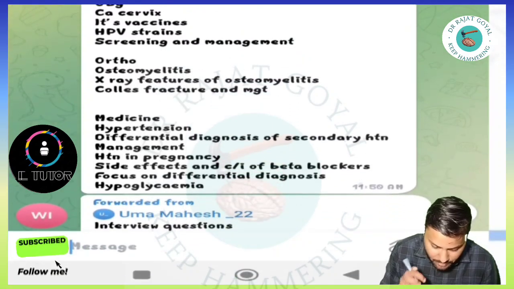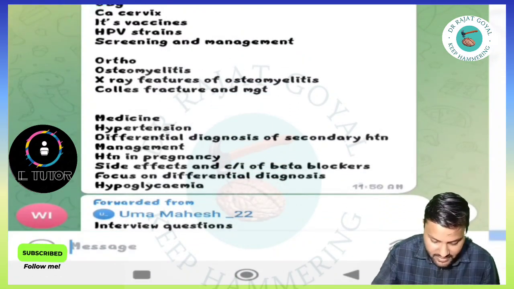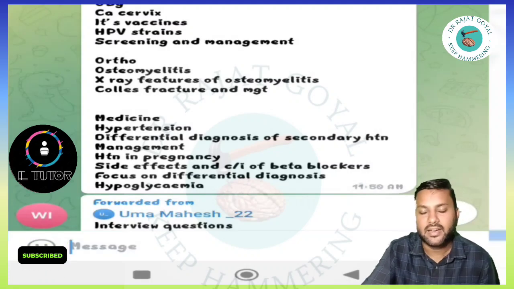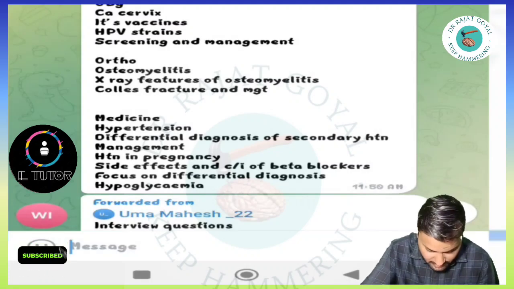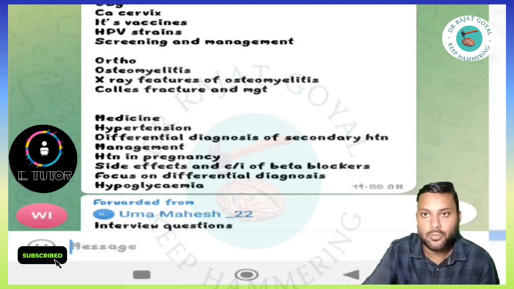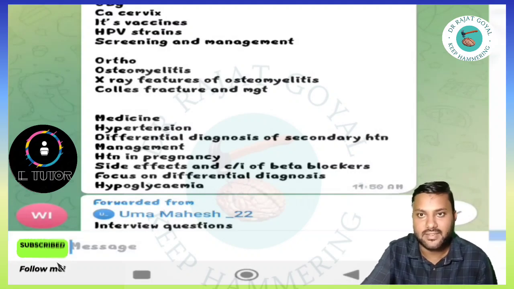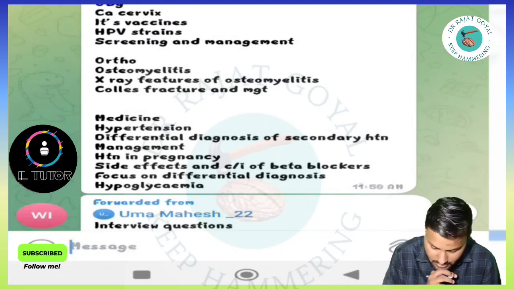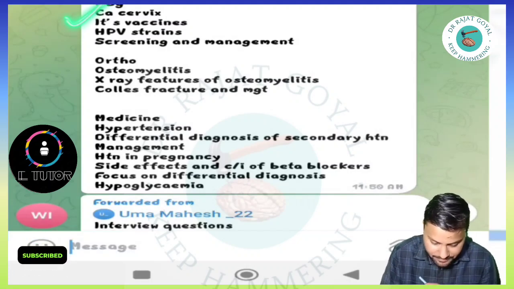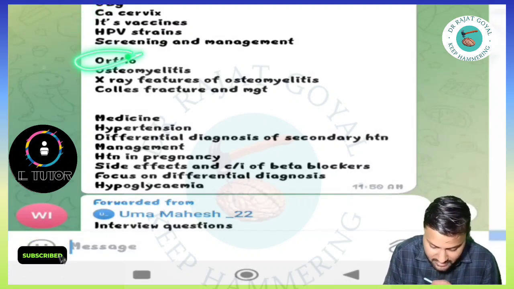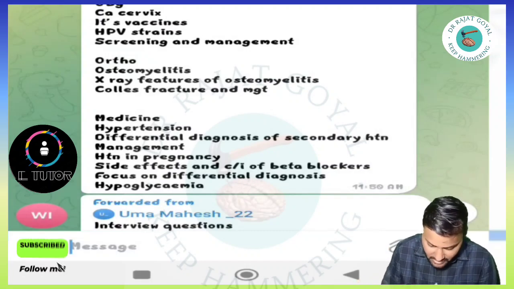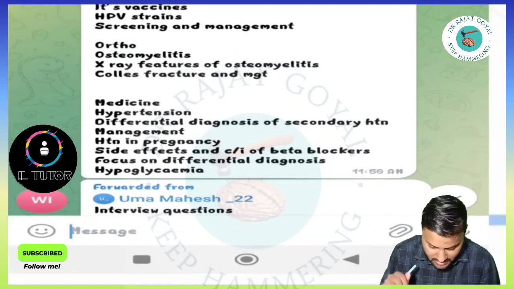Another student is saying in obsgyny carcinoma cervix, its vaccines. So vaccines are Cervarix and Gardasil 4 and 9, and HPV strains, human papilloma virus strains 6, 11, 16, 18, other strains are also there, and screening and management. So you have to learn in detail about carcinoma cervix. In orthopedic, again orthopedic faculty is there. Osteomyelitis, X-ray feature of osteomyelitis. I think we have already done this. Colles fracture and management.